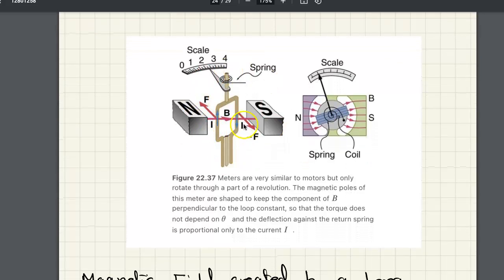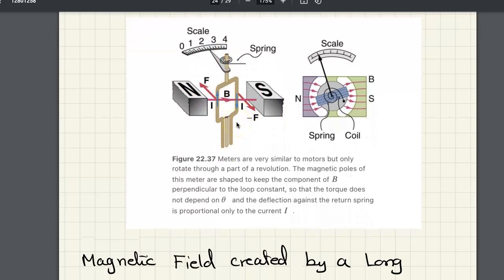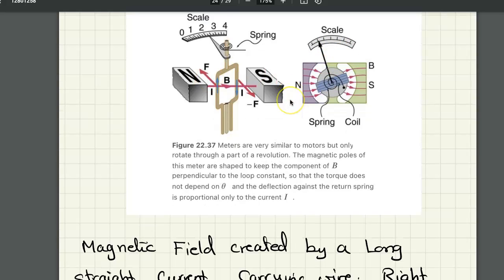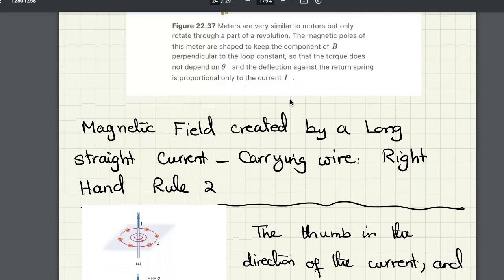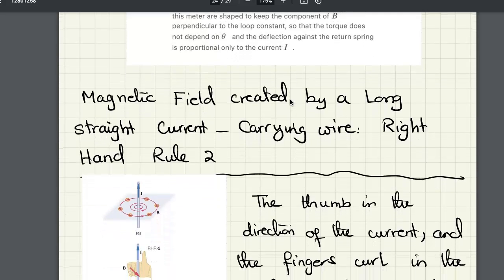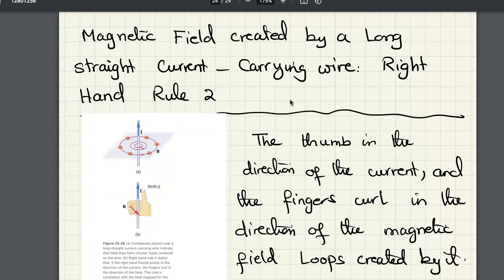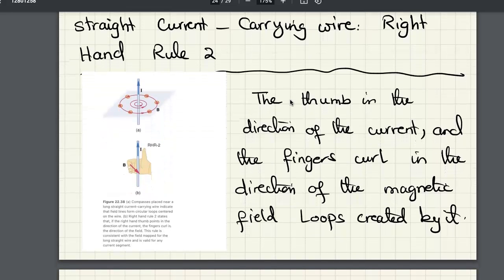This is showing you also that this can be a meter, and we can make that pointer move over a scale. Now also we can calculate the magnetic field created by a long straight current carrying wire, and here we are going to introduce the right hand rule too.